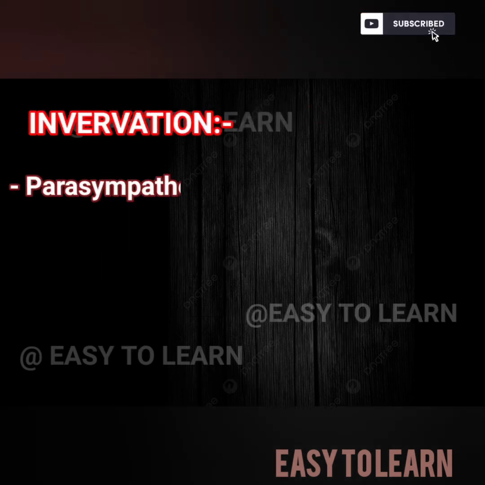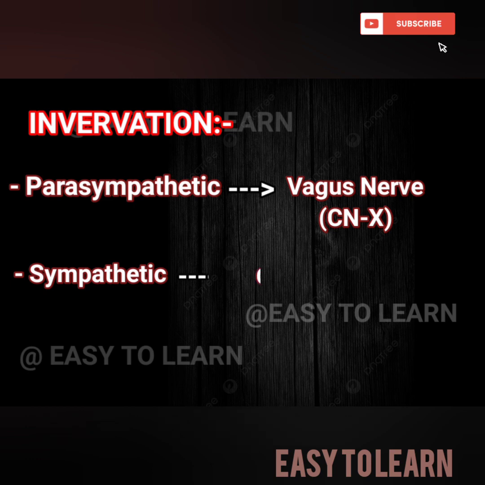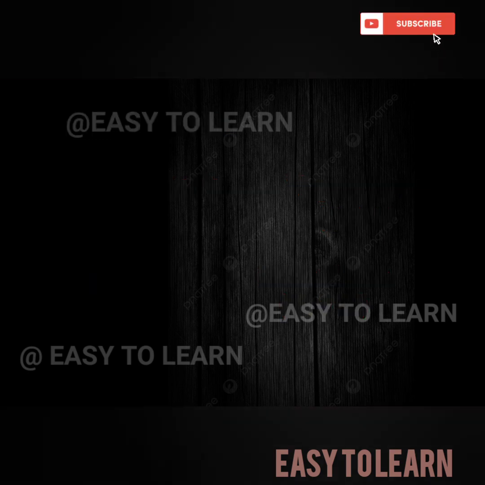Innervation. Parasympathetic through vagus nerve, cranial nerve 10. Sympathetic through celiac plexus.